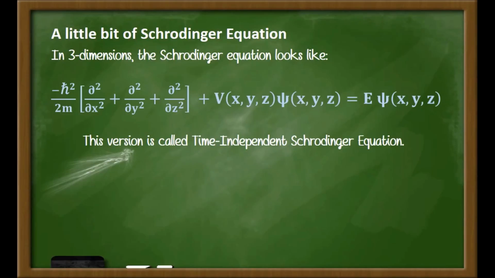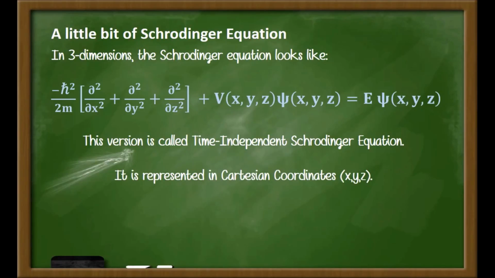And this version of the three-dimensional Schrodinger equation, it's what's called the time-independent Schrodinger equation. There's another version, even more complicated than this, that considers the time in this equation. But this is the time-independent version, and it's enough for our study of the quantum numbers. Also, it's important to note that this version of the Schrodinger equation is represented in Cartesian coordinates x, y, and z.